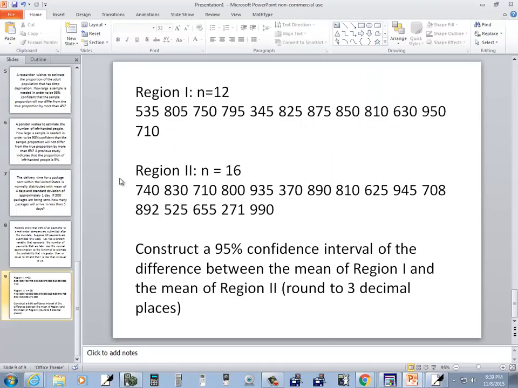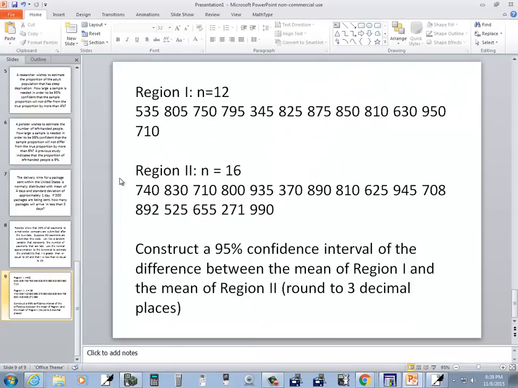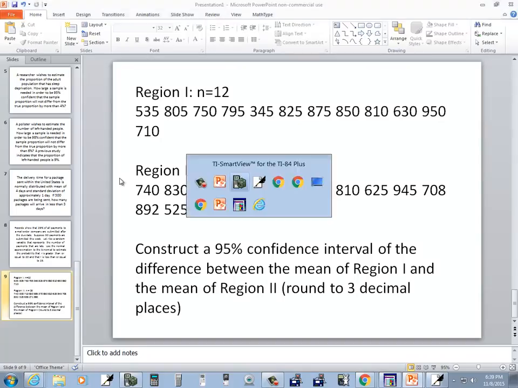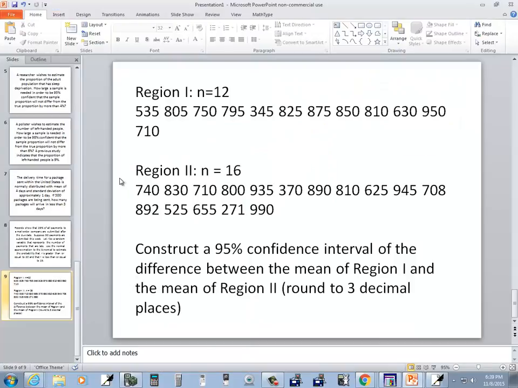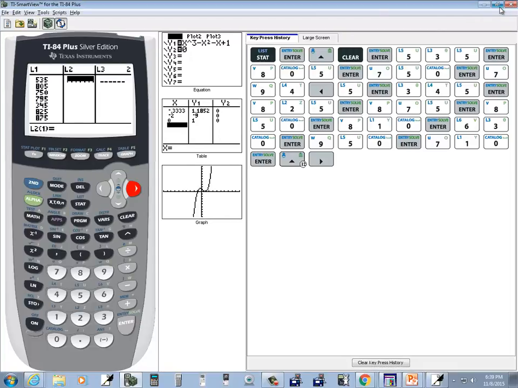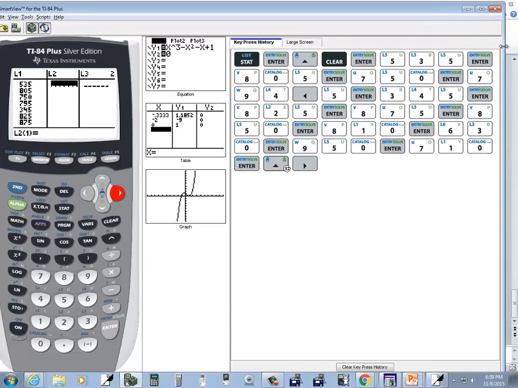710, 950, 630, 810, 850, 875, 825, 345, 795, 750, 805, 535. Okay. Now go to L2. If I can change the size of this.